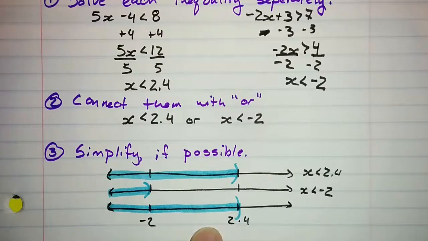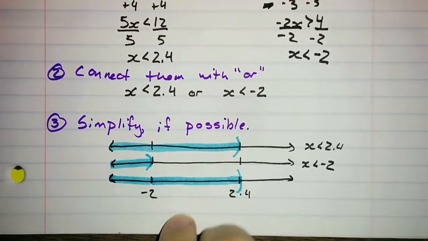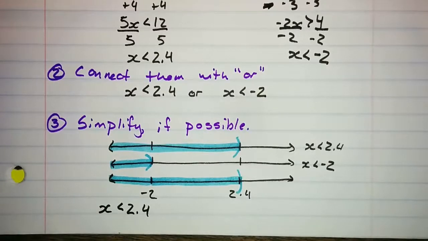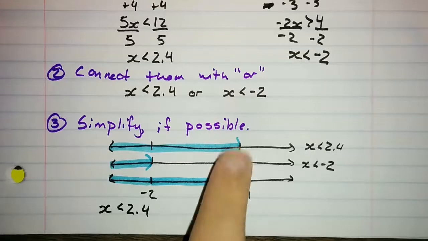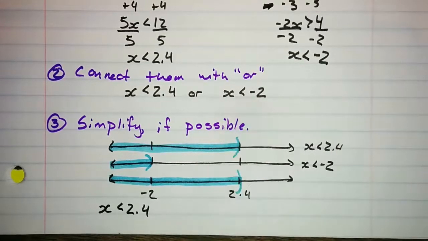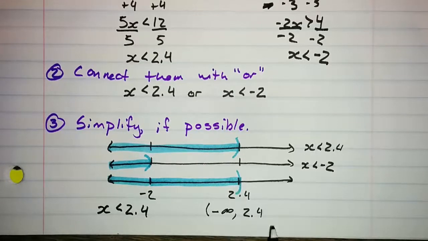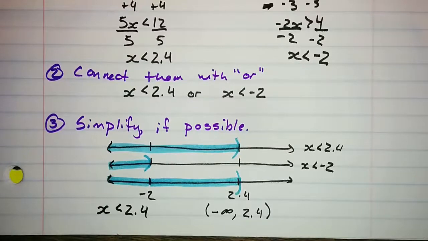So it looks like this picture is exactly the same as this picture. Right? It's enough to just say x is less than 2.4. Allowing x's that are less than negative 2 doesn't qualify any new numbers that weren't already qualified by being less than 2.4. If we write this in interval notation, we'll want negative infinity up to 2.4. We notice 2.4 has a round bracket.